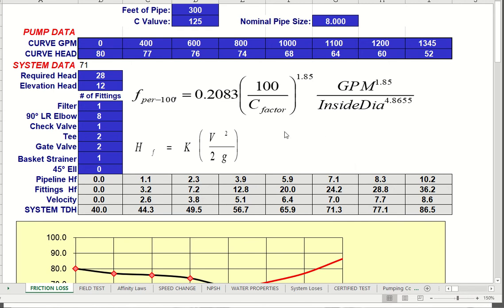This is a spreadsheet that was created. It's using formulas based on the Cameron hydraulic manual. These are common formulas, and they give you friction loss per 100 feet, and the spreadsheet's basically done so it does a lot of self-calculation for you to help make it as easy as possible. So the first thing we're going to do is we've got about 300 lineal feet of pipe.